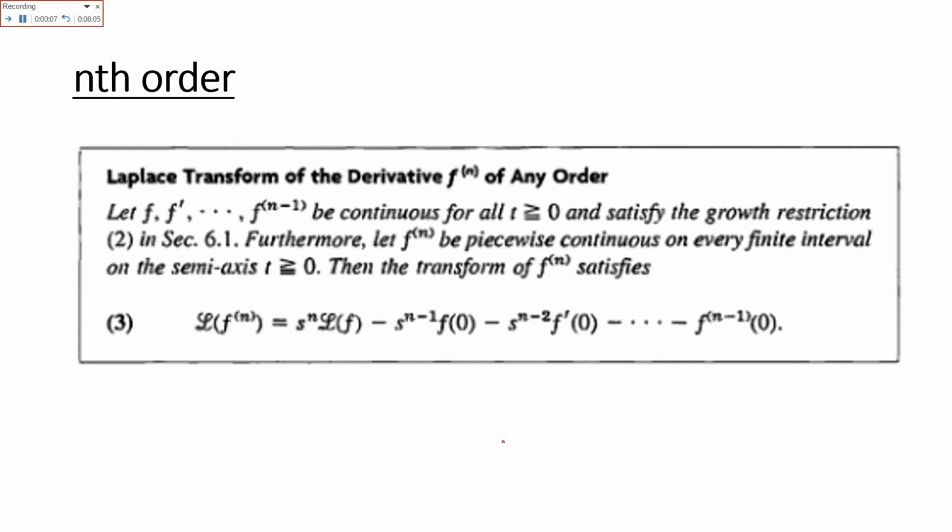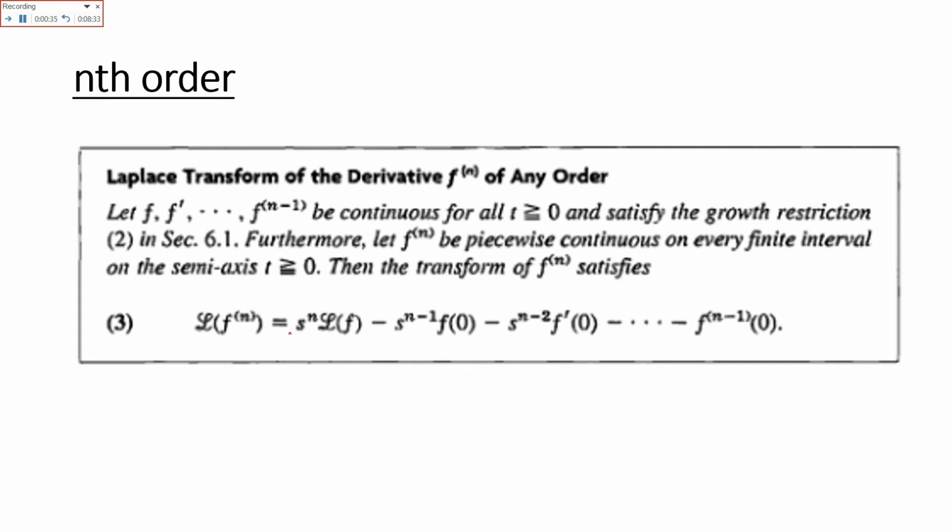Now the nth order Laplace. If function or its first derivative up to its n minus 1th derivative is continuous for all the values of t that are greater than or equal to 0 and satisfies the growth restriction, furthermore, f of n is piecewise continuous on every finite interval where it exists, then the transform of f of n is basically in series.